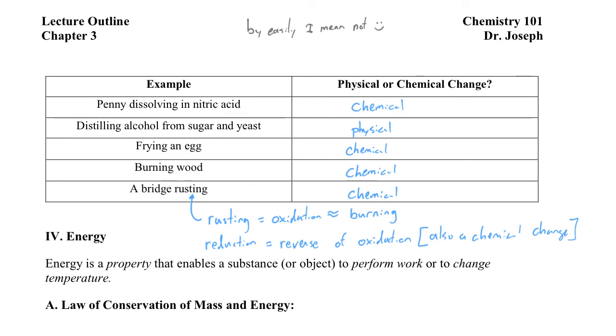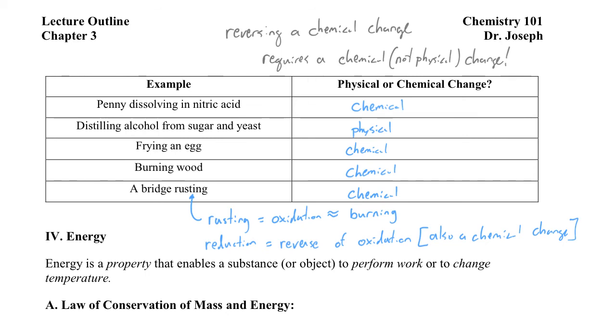Now, one quick note. It is possible to reverse chemical changes, but you have to use chemical methods to do so. So if you have, say, rusting, that's the forward direction, the reverse of rusting does exist. It's called reduction. That's the reverse of oxidation. Notice, however, that reduction is a chemical change. If we reverse a chemical change, we have to use a chemical change to do so, not a physical one. Now, don't worry if the words oxidation and reduction mean nothing to you at this point. That's expected. We'll explain more about that later on.